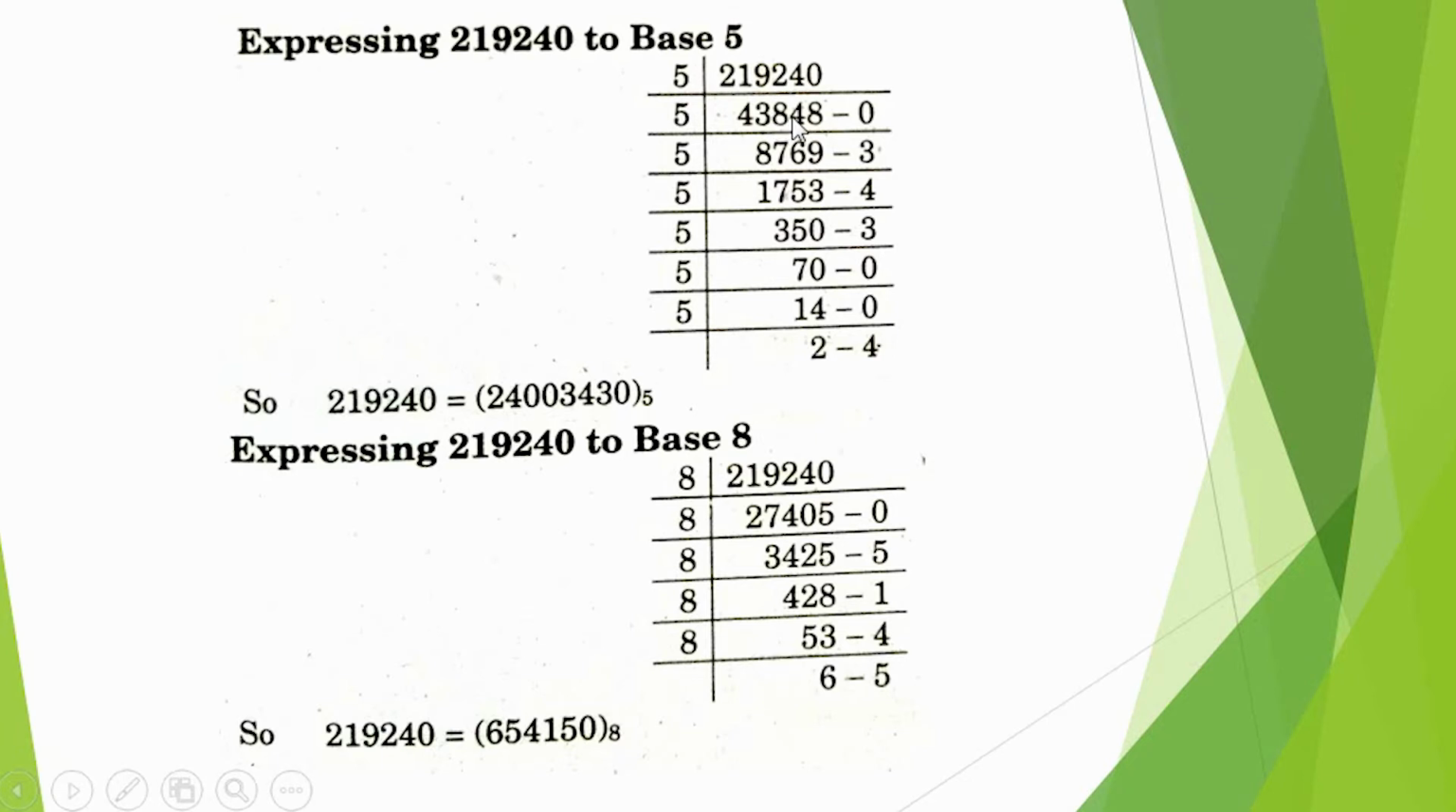219240 base 5. 5 4s are 20, 5 3s are 15. These two becomes 42. 5 8s are 40. 5 4s are 20 and 5 8s are 40. 0 carry. 5 8s are 40. It becomes 38. 5 7s are 35. It becomes 34. 5 6s are 30 and 8 becomes 48. 5 9s are 45. 3 becomes carry.